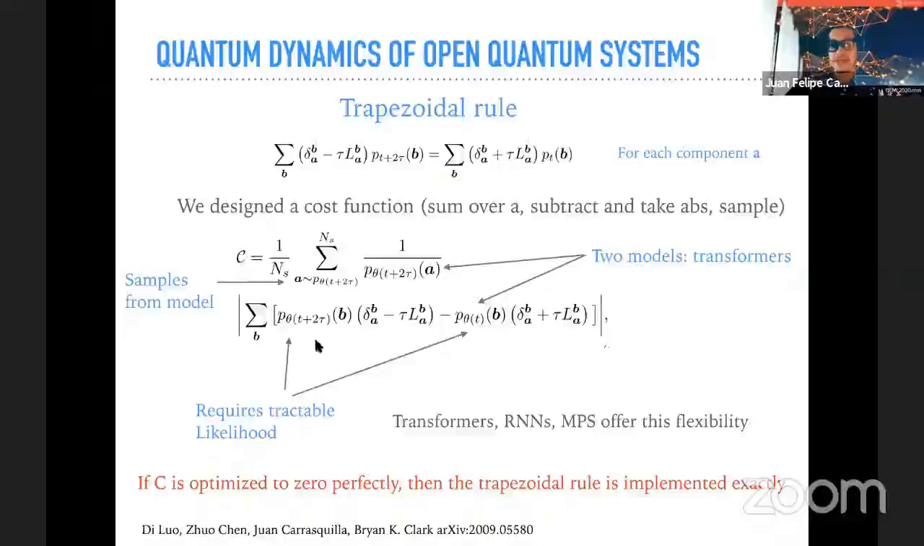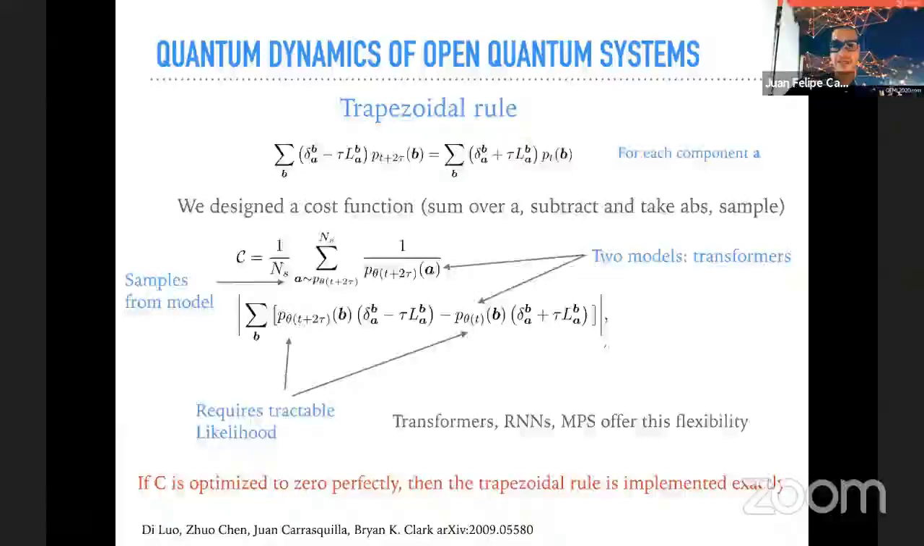This cost function C is optimized such that if you get it to go to zero, then you implement the trapezoidal rule exactly. And then you try this as a function of time, iteratively, and you hope, you pray that this distribution catches the dynamics of the system.